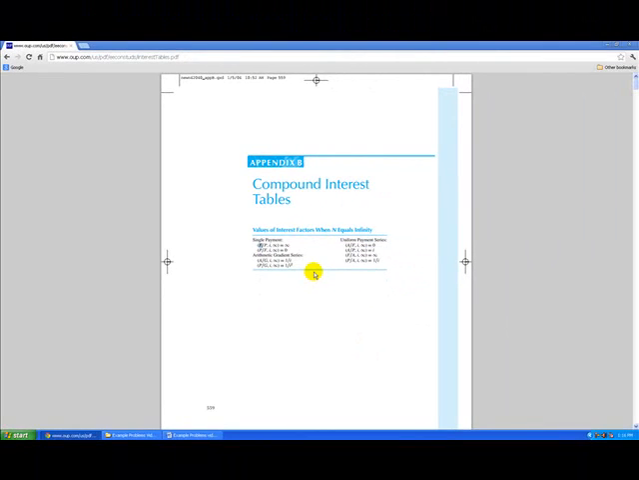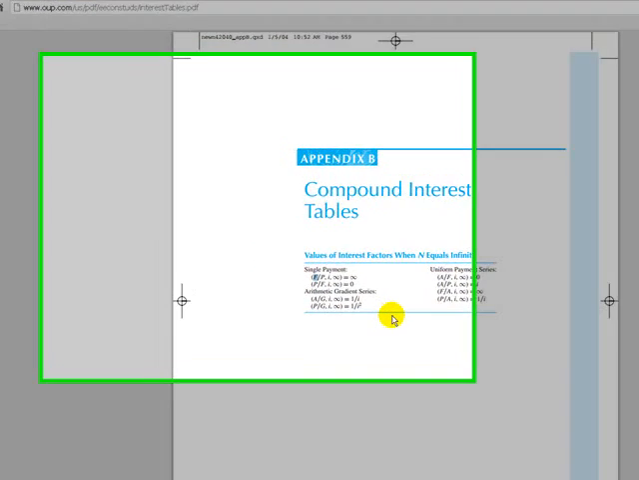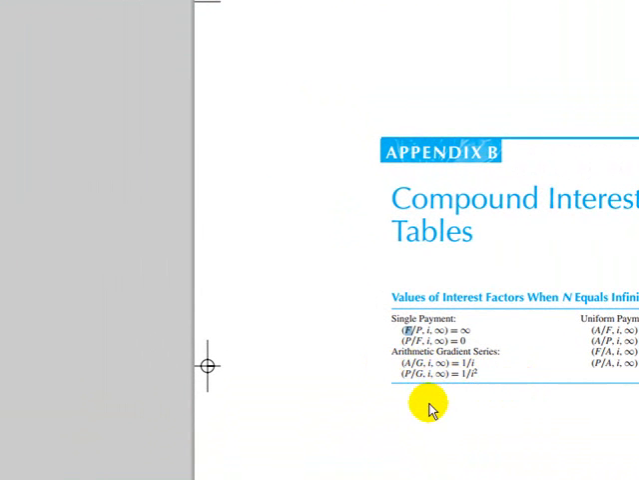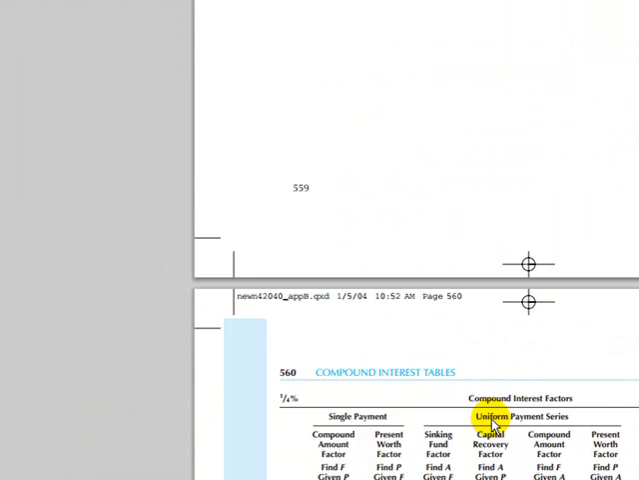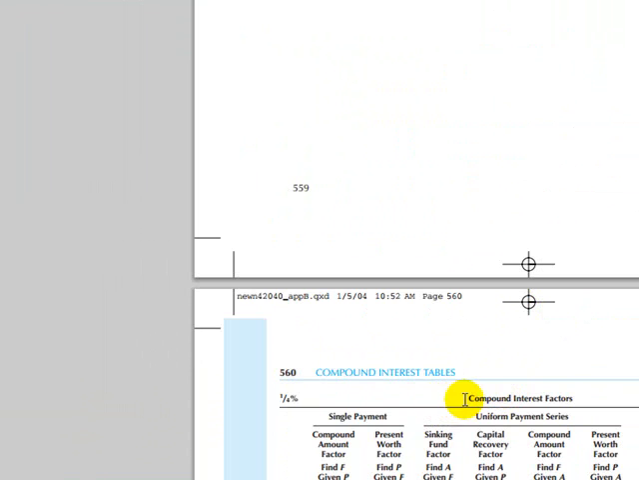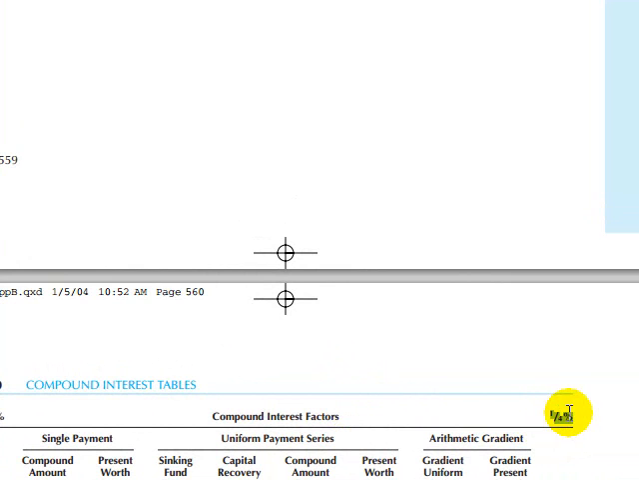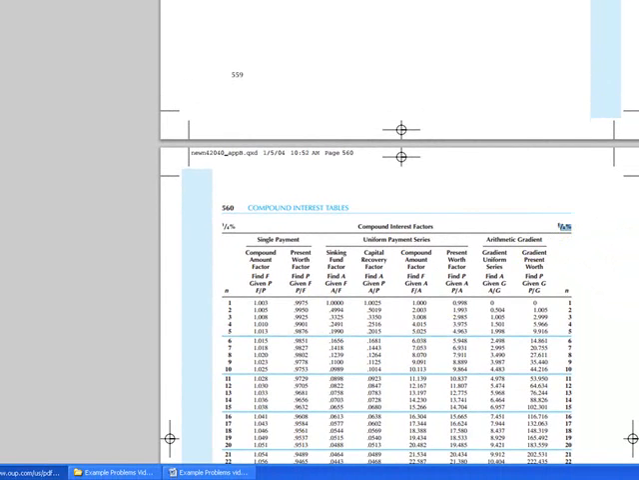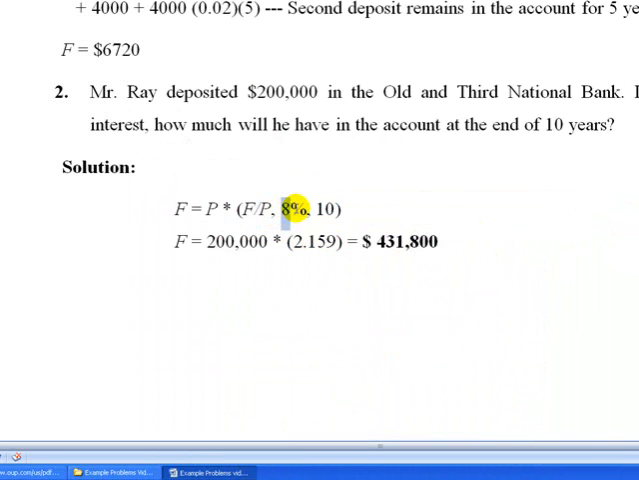As we progress further in future chapters, we will go over these other terms, but for this problem particularly, we are only interested in F given P, right? So let's scroll through the tables. These tables are compound interest tables. You can see compound interest factors are given in the tables, and the first table is for 1/4% interest rate, 0.25%. So should we be using that table? No, because the interest rate given to us is 8%.